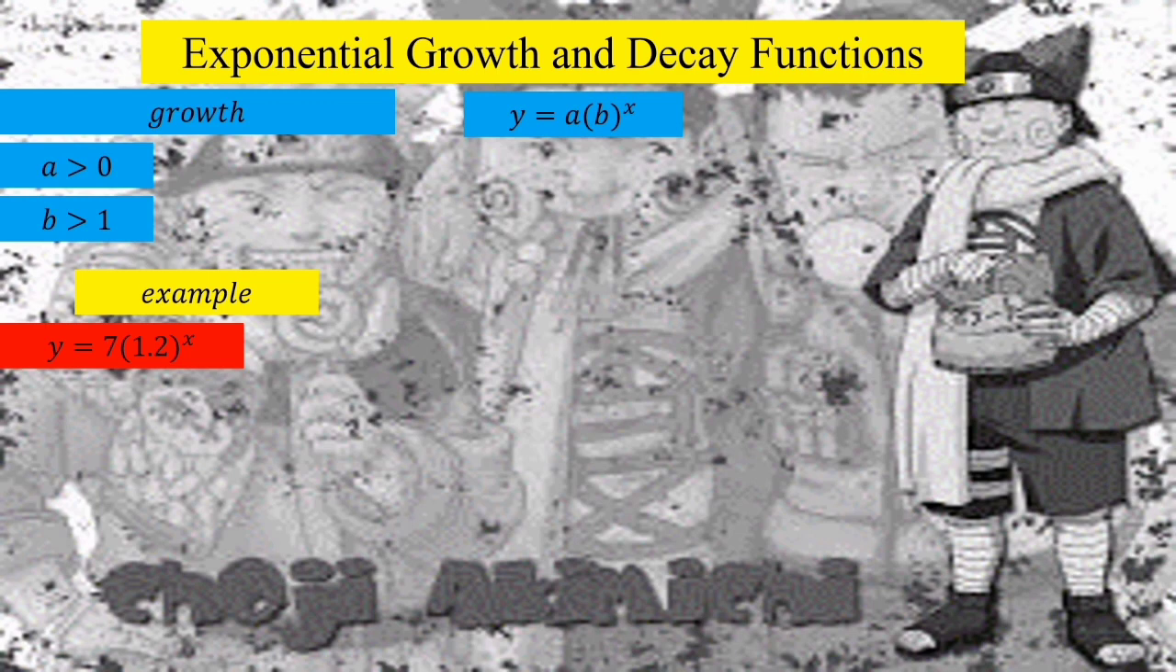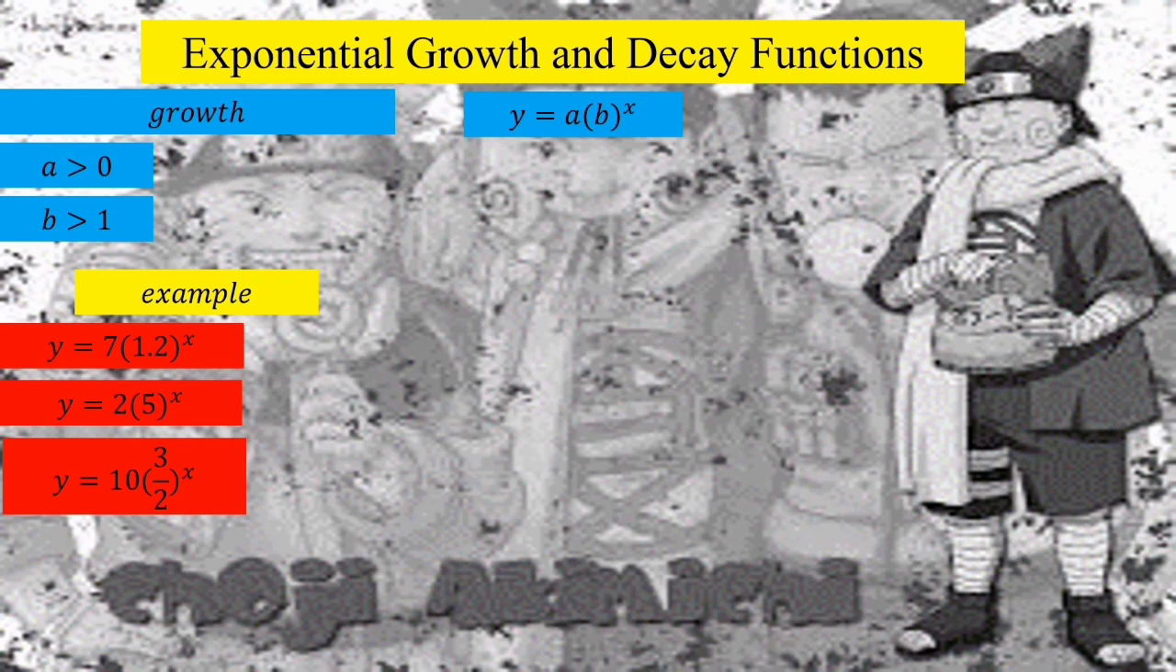Kung titignan nyo yung a natin, your a is equal to 7 and your b is equal to 1.2. So yung a natin mas mataas siya sa 0 kasi 7. Yung b naman natin is greater than 1 kasi 1.2. So this is an example of an exponential growth. Another example. 2 times 5 raised to the power of x. Y is equal to 10 times 3 halves raised to the power of x.